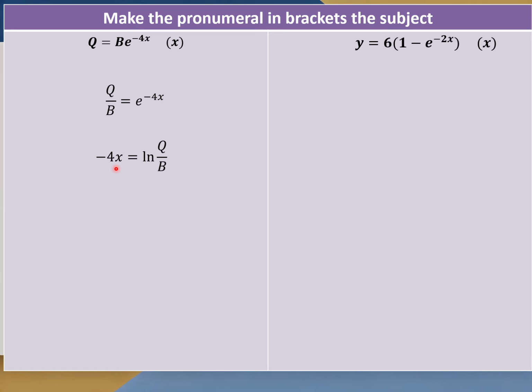Straight away, I'll get my x by itself. I'm just going to divide everything by negative 4. So I'm going to get negative 4 over ln q over b.